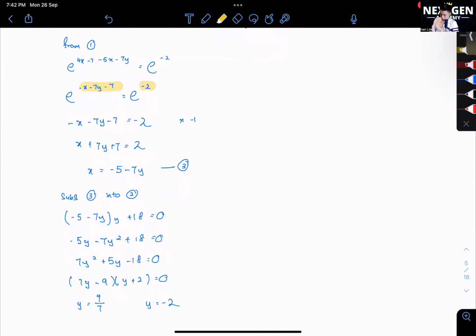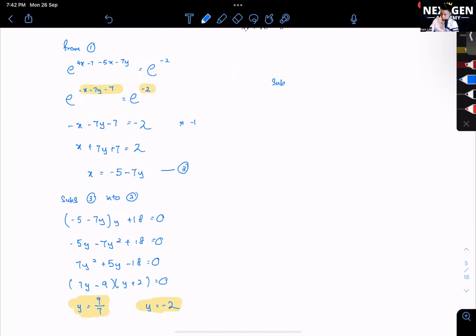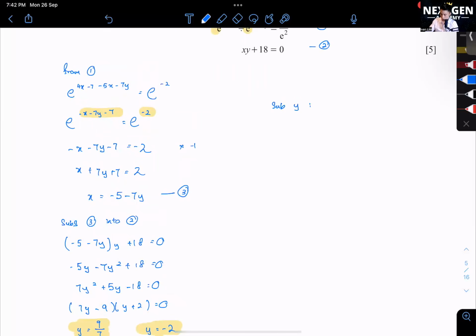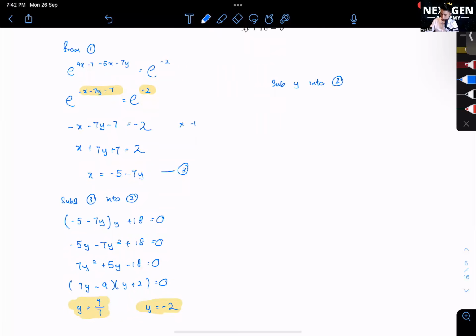Okay, so we got this one already. Then we need to find what's our x. So what you want to do? Sub y into 3. So I got y equals 9 over 7. x will be equals to negative 5 minus 7 times 9 over 7, which is negative 14. Then when y equals negative 2, x equals negative 5 minus 7 times negative 2, which equals 9.